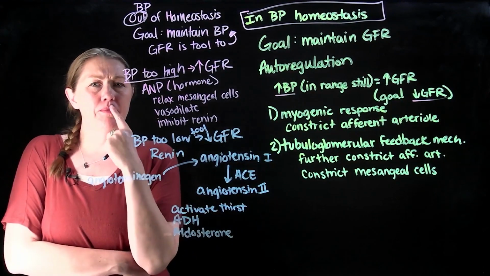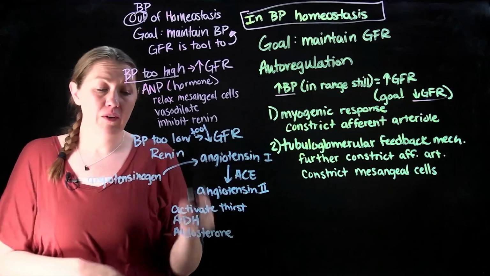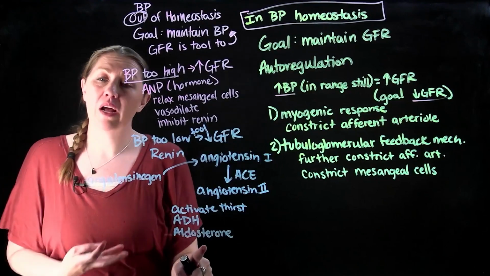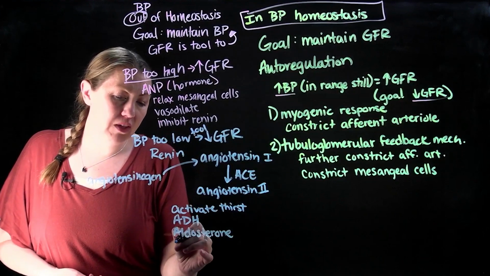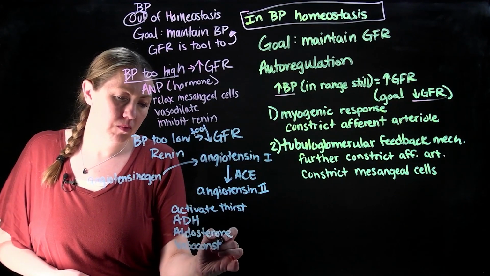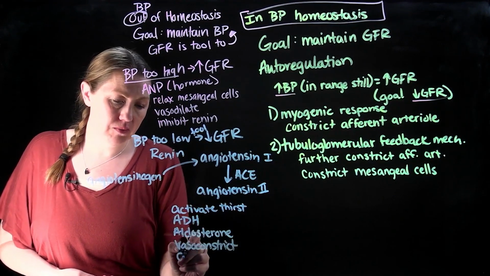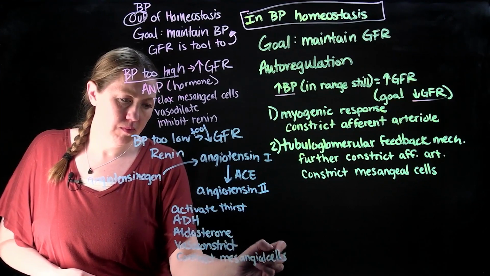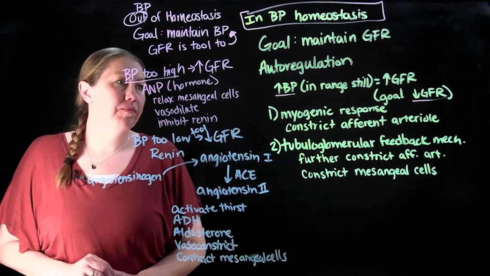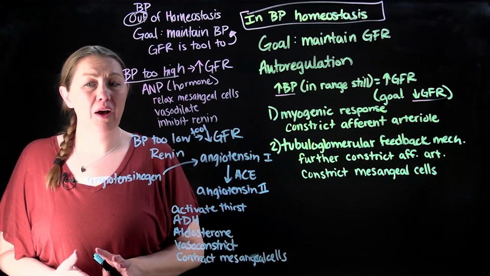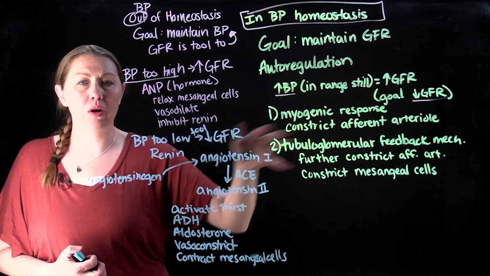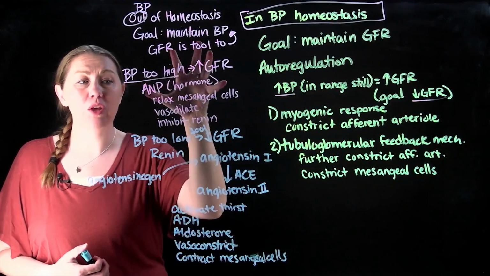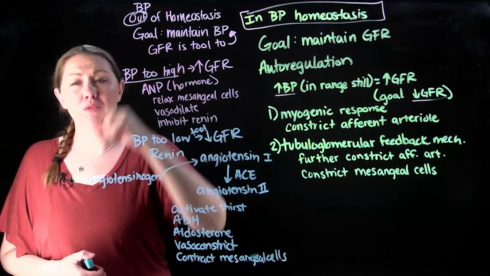Why is that helpful? Water follows salt. If we bring in more salt, then we create an osmotic gradient. We're going to draw water back in. We will also vasoconstrict and contract the mesangial cells. So hopefully that helps to see them side by side of when you want to do things for GFR versus when you want to use GFR to do things for the blood.